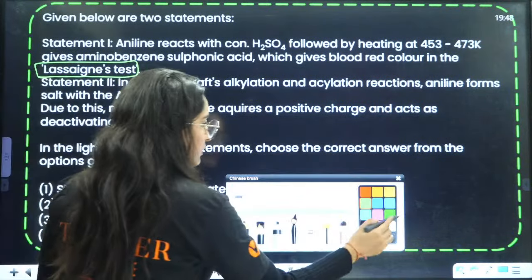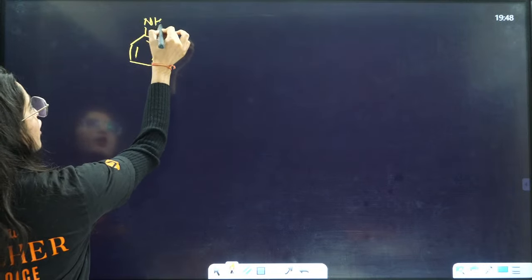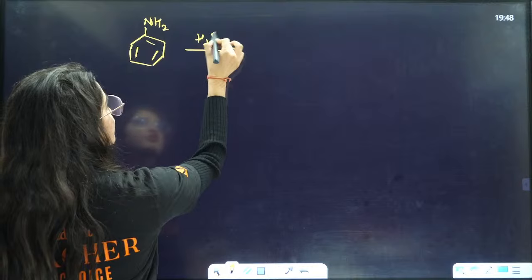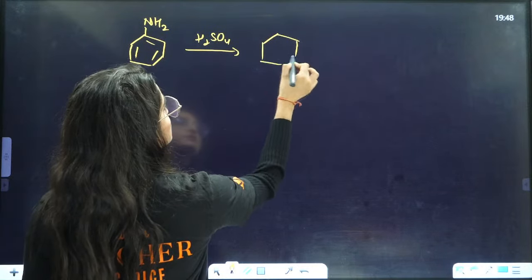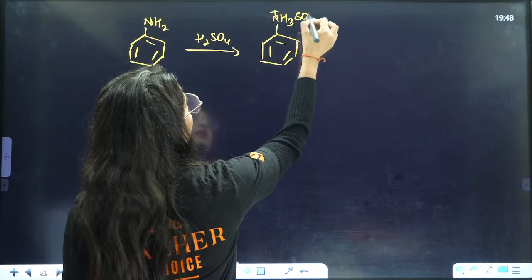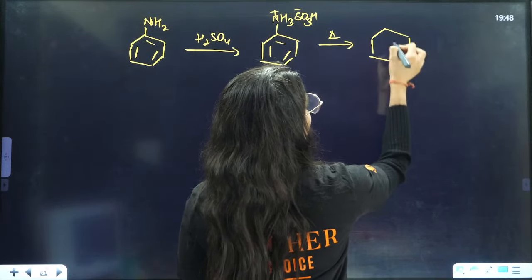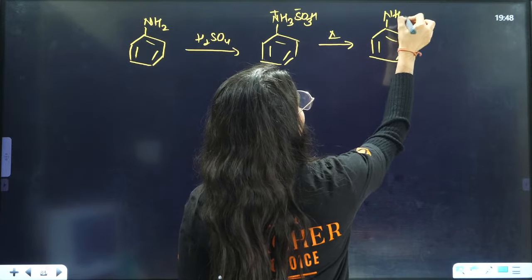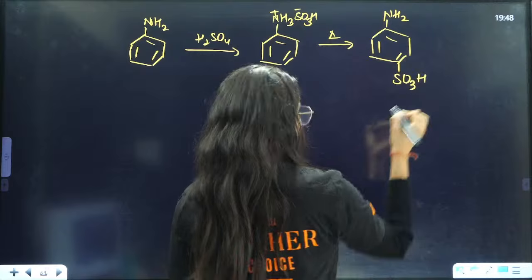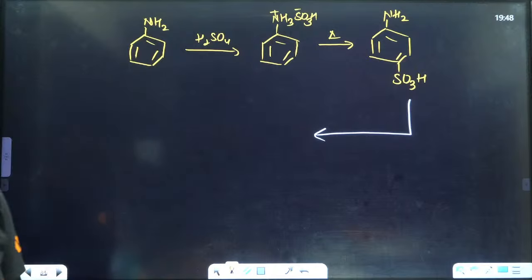Now, I know that we have not done this, so I'll just show you here only that this statement is true, right? So this is aniline. When it is reacted with concentrated H2SO4, it will give you NH3 positive, SO3H, this is negative. After heating, it will give us NH2, right? And this is SO3H.